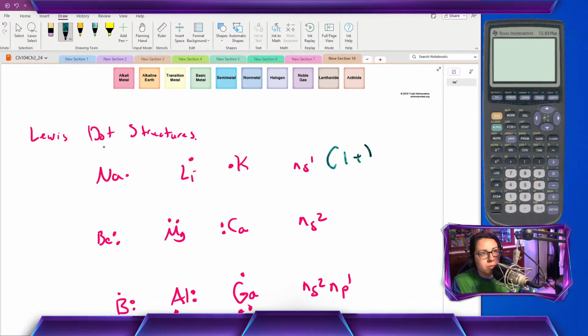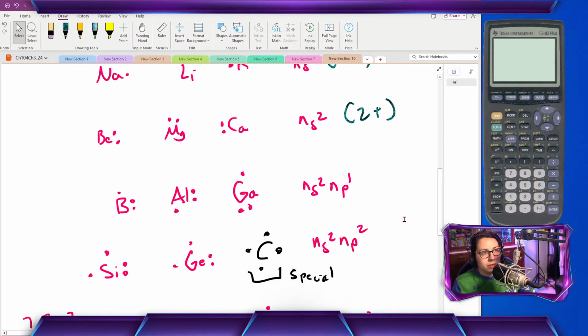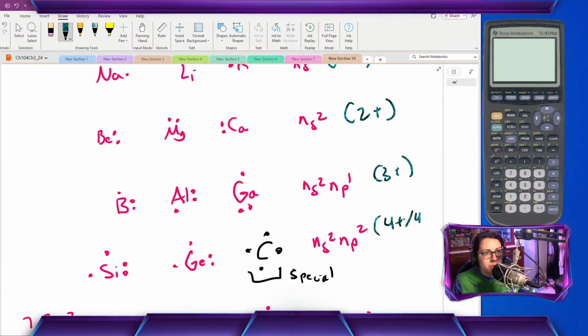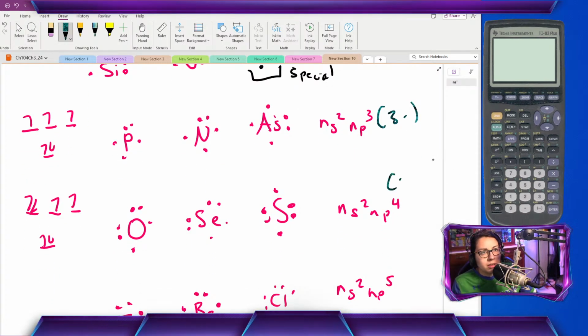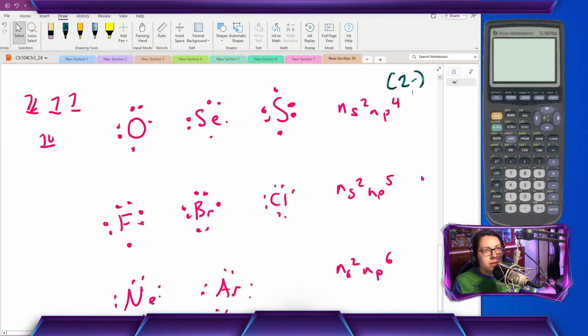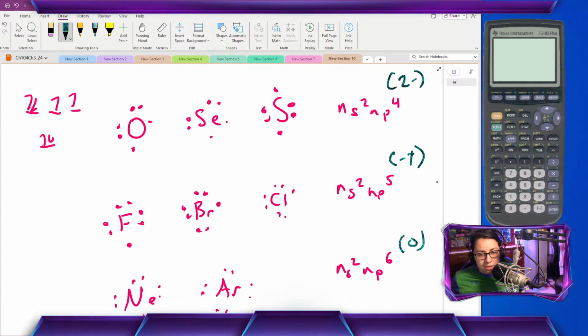So, right, this is 1 plus oxidation state, 2 plus. This will help you see 3 plus. Remember, group 4 is that switch, 4 plus, 4 minus. And then now phosphorus usually goes -3 with ionic compounds. Then oxygen and all that group 6 is -2. Halogens -1. And of course, 0 for our noble gases.